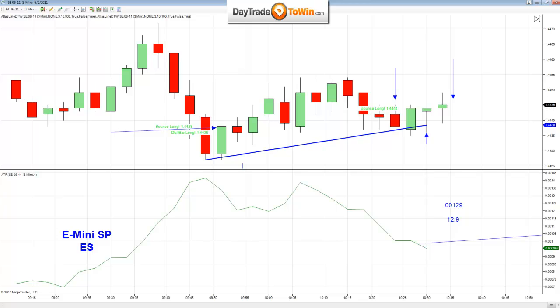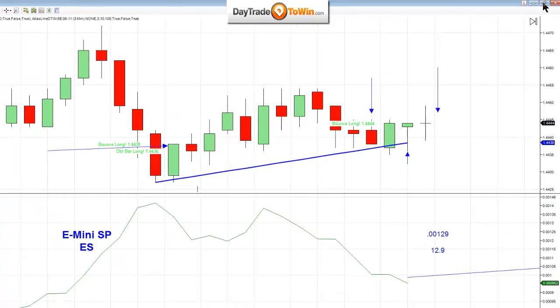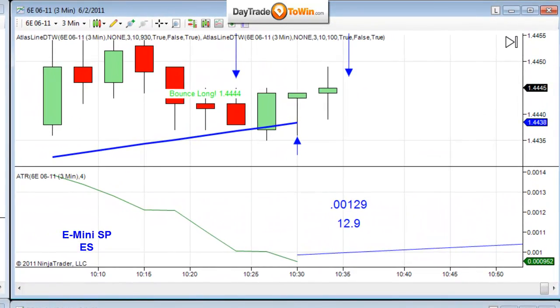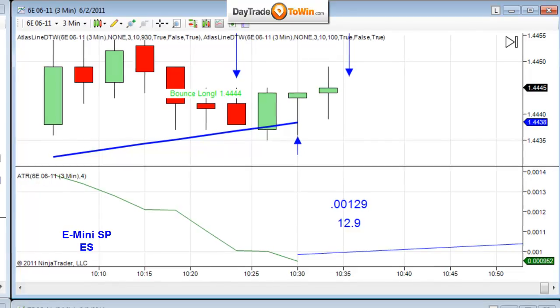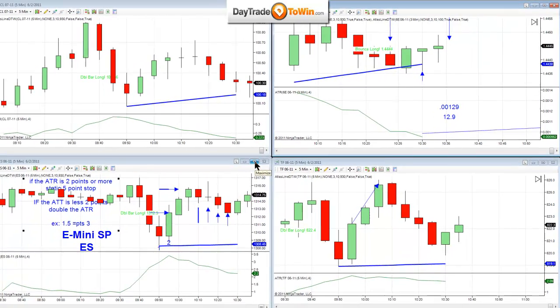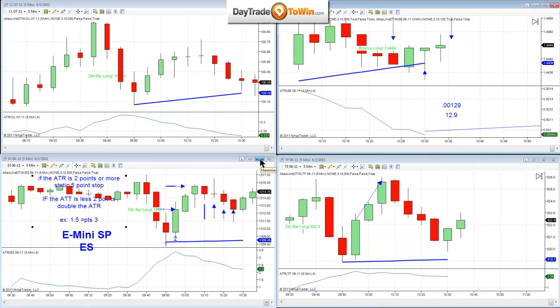If the E-mini is 1 point or lower on the ATR, I don't trade the E-mini. It's just too slow, Tim. You're going to get a lot of whipsaw, range bound, and so I don't want to be there. Now, before I finish that, I'm looking at a few things here.